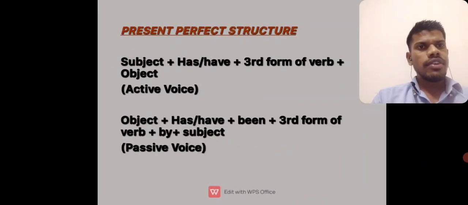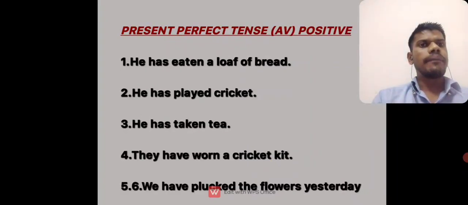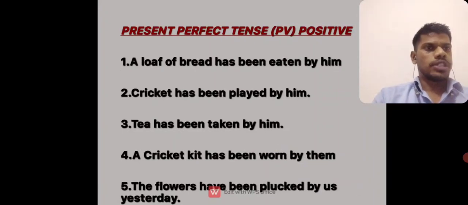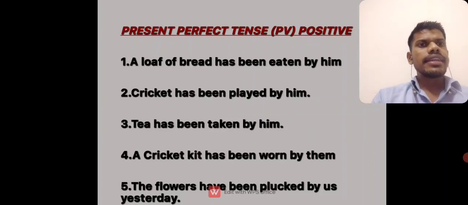Whether we follow the structure here or not? Yes, the object of the active voice becomes the subject that we have used, then has, then been, then third form of the verb followed by by, then we have used the subjective pronoun which becomes the objective pronoun. Second sentence, cricket has been played by him.